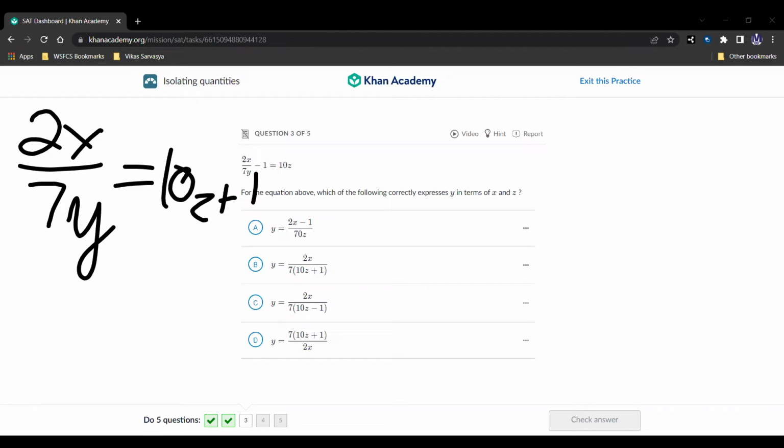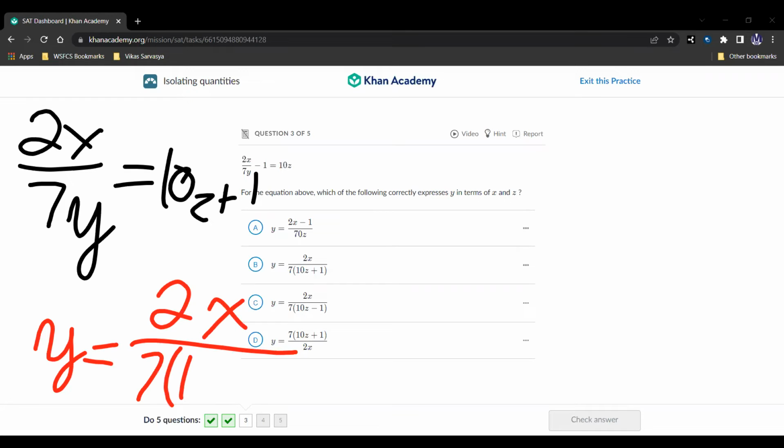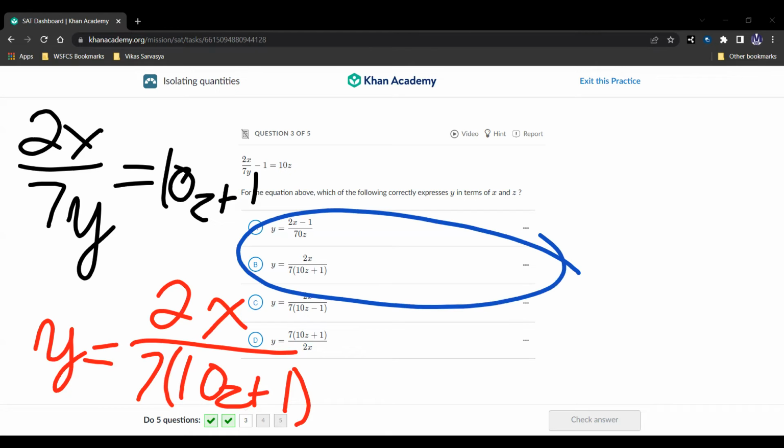And then we can multiply by 7y to both sides and divide by 10z plus 1 to both sides. Or actually, we can multiply by just y to both sides and divide by 10z plus 1 to both sides to get that y equals 2x over 7 times (10z plus 1). And that's our answer. Looking at our answer choices, that seems to be answer choice B. So that's our answer. And let's move on.